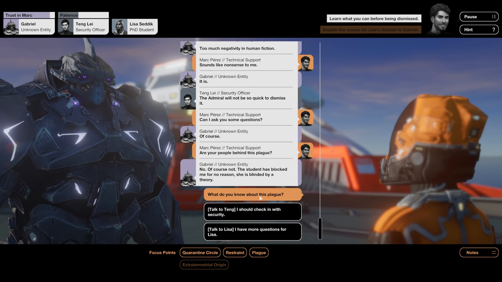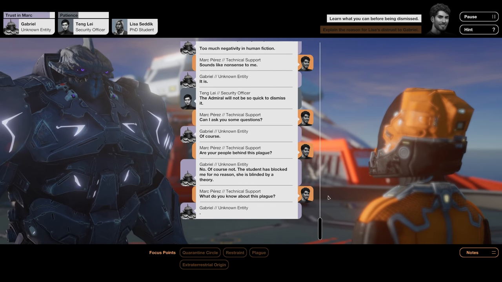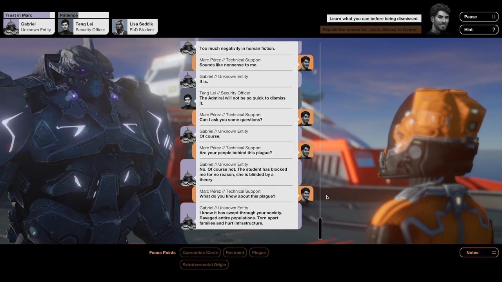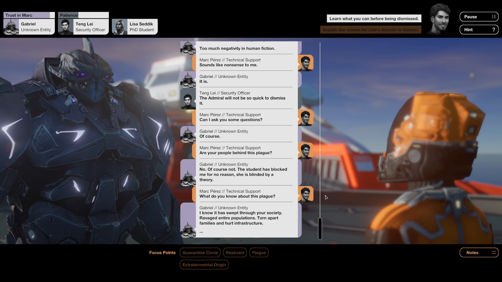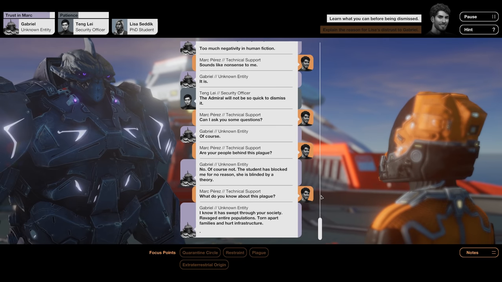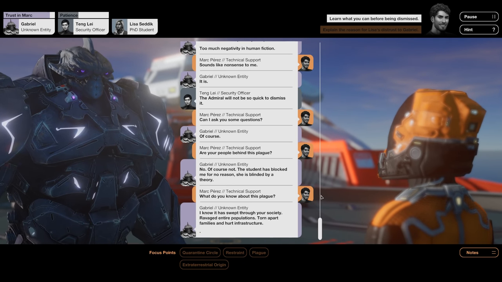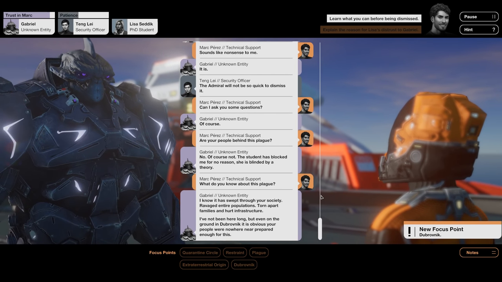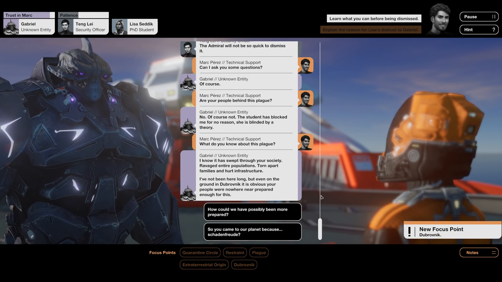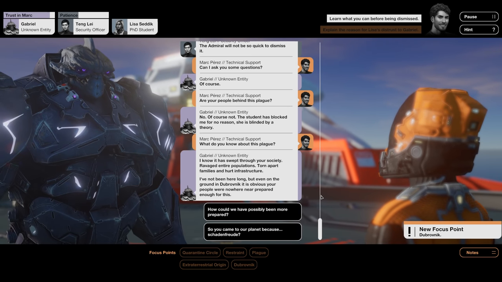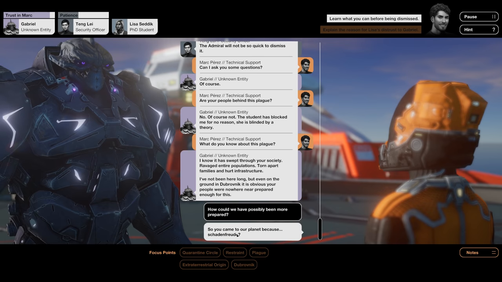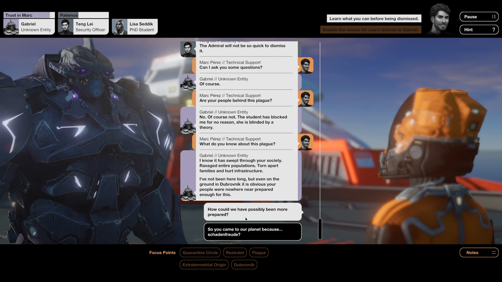What do you know about this plague? I know it has swept through your society, ravaged entire populations, torn apart families, and hurt infrastructure. I've not been here long, but even on the ground in Dubrovnik, it is obvious your people were nowhere near prepared enough for this. How could we have possibly been more prepared?